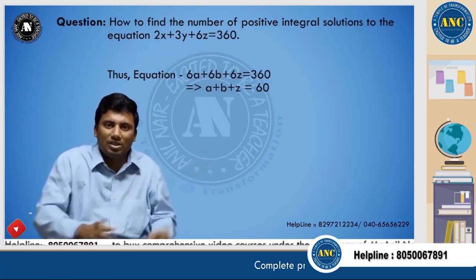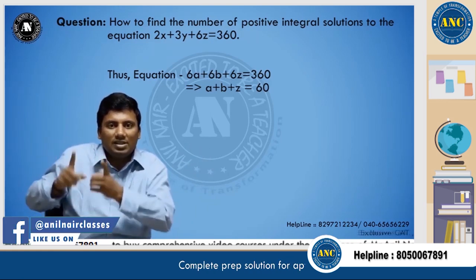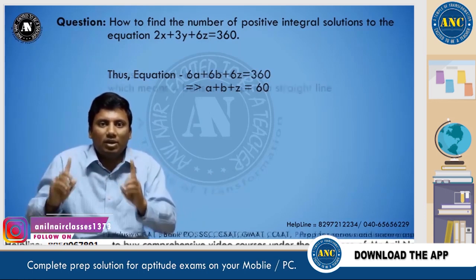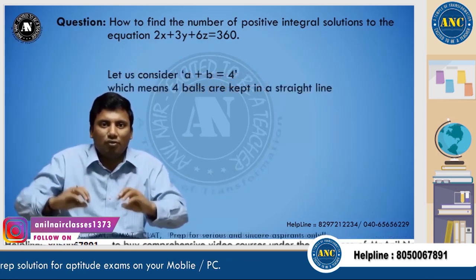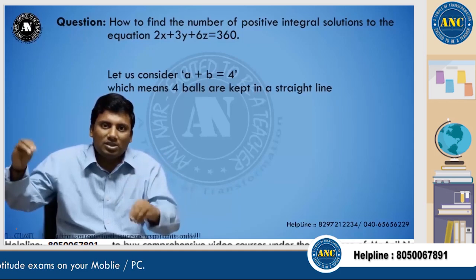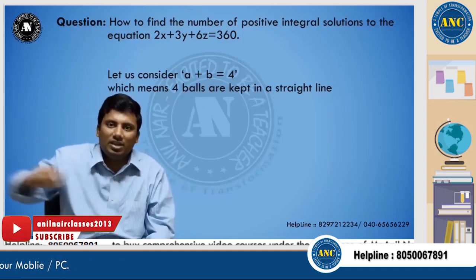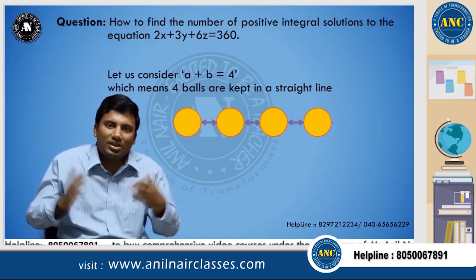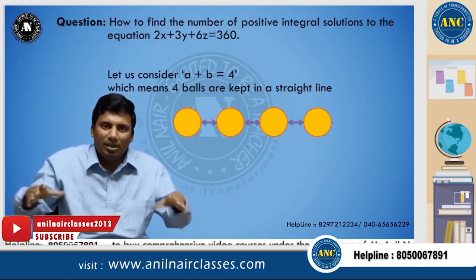Before solving this equation, let us take an example, understand the concept, and apply the concept onto this problem. A plus b equivalent to 4 means there will be 4 balls kept in a straight line. There will be 3 gaps, right? You select any one gap, you will get a solution.